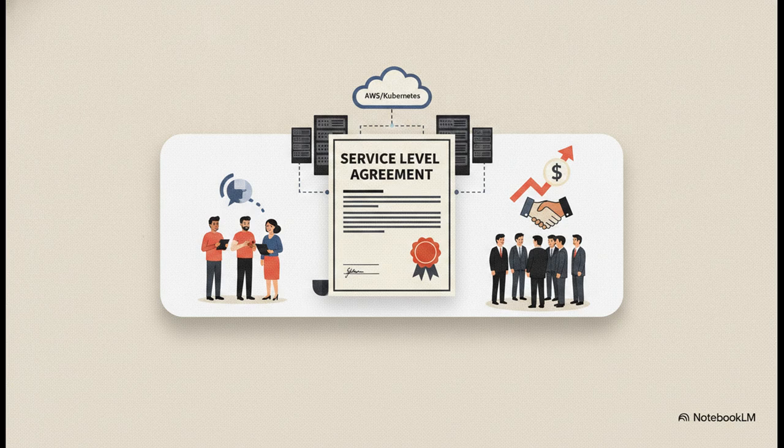Let's imagine you're working at a startup. You built an incredible resume builder application. You deployed it on AWS using Kubernetes, and now it is time to sell it. To win those big enterprise customers away from your competitors, your startup has to sign a strict service level agreement, or SLA. And in that SLA, you're forced to make some massive promises.